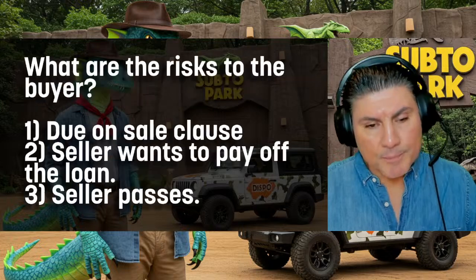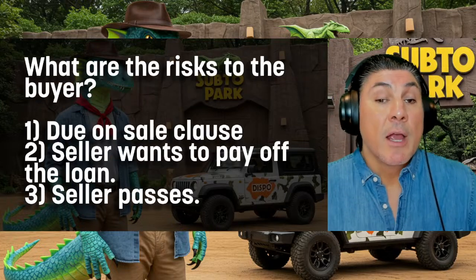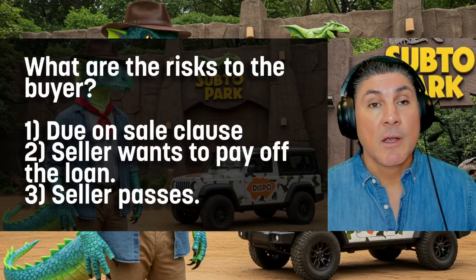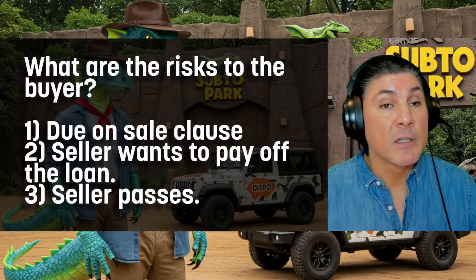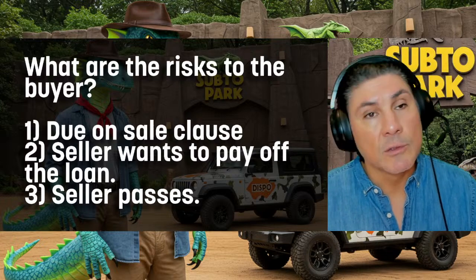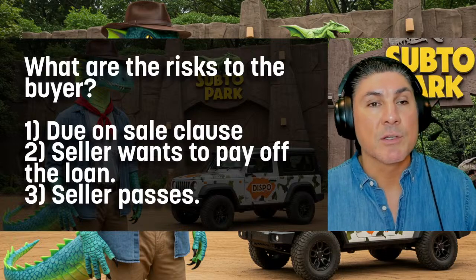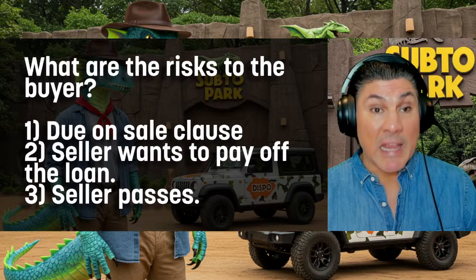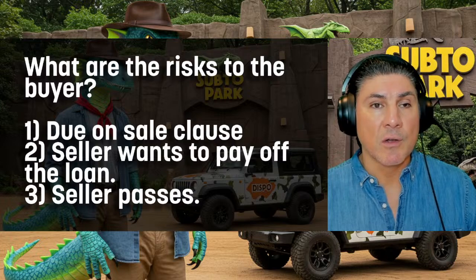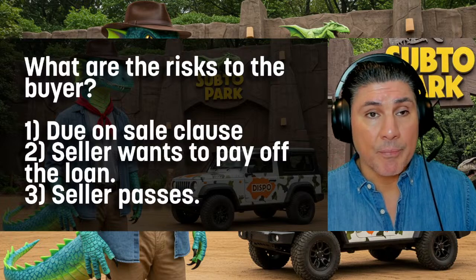So lower down payment. What are the risks to the buyer? Due on sale clause. That's always a possibility. That's one of the biggest risks. That is probably the biggest risk, the due on sale clause. But we've already talked about that.